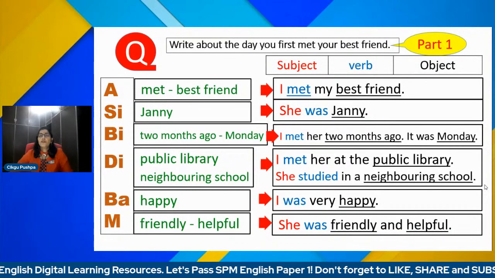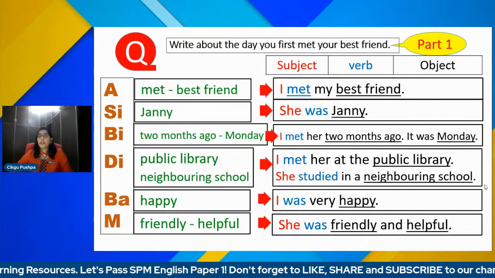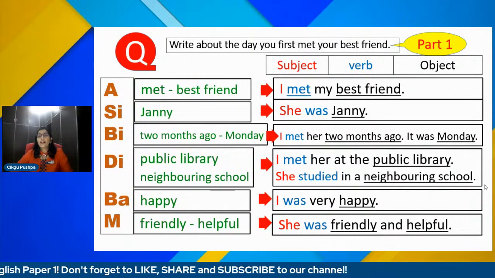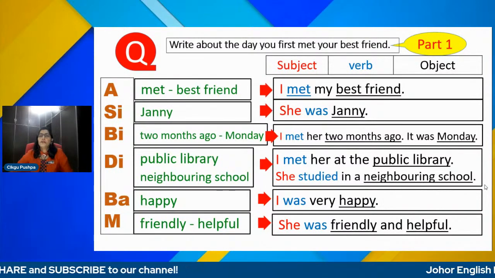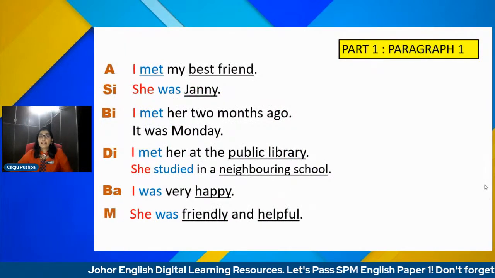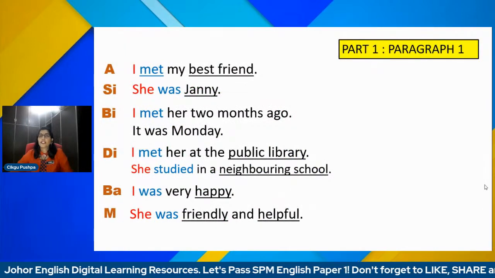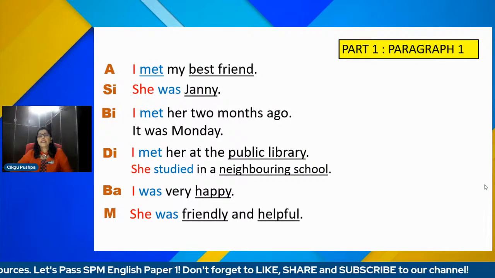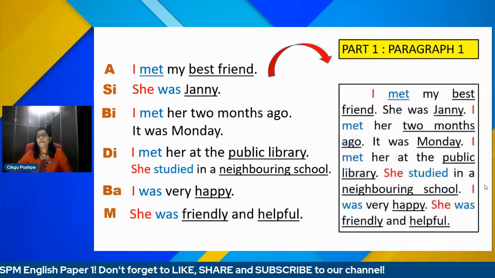Now, based on the words and the phrases that you have generated using the formula ASIBIDIBAM, you have constructed sentences. Now, what are we going to do? Definitely, you are not going to write sentences in your exam. It has to be in paragraphs. So, these are the sentences that you have constructed just now. Let us see how you can write these sentences to form a paragraph.